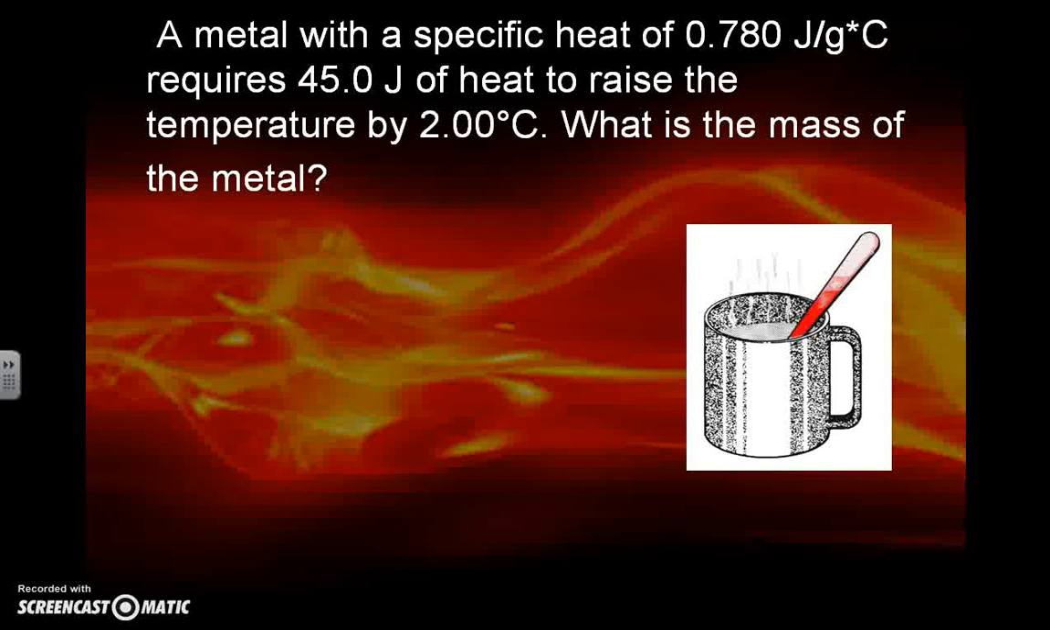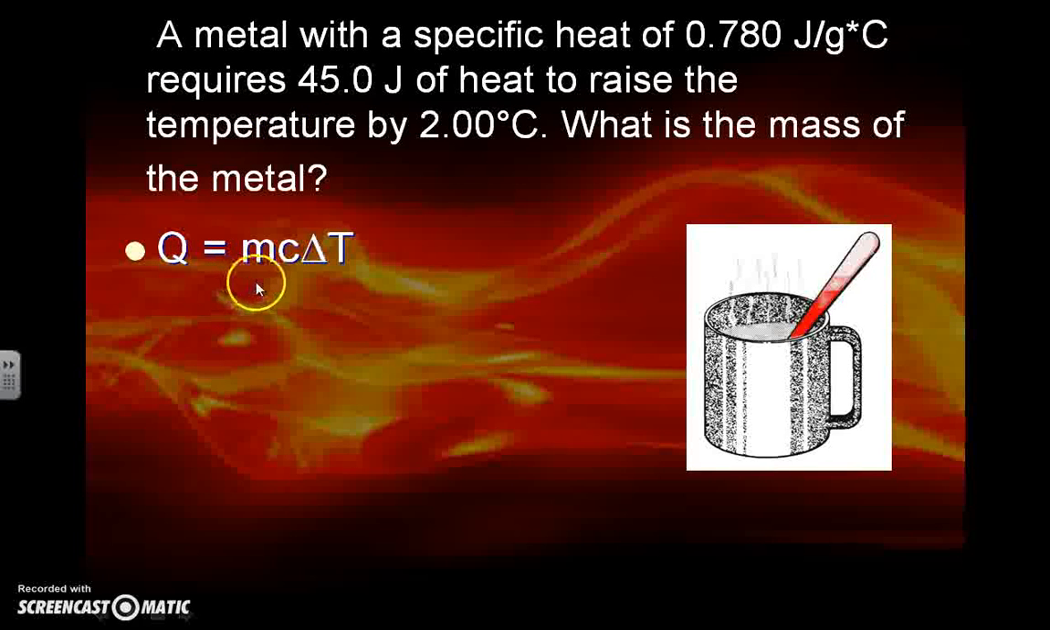In order to solve this problem, you would want to start with the specific heat formula. Q equals M times C times delta T. And the substitutions that you would make in this problem, you're pretty much going to get everything from the question itself. So the mass is what you're solving for. The Q is the amount of heat needed, so that was the 45 joules part, so you're going to have 45 as the substitution here for Q.